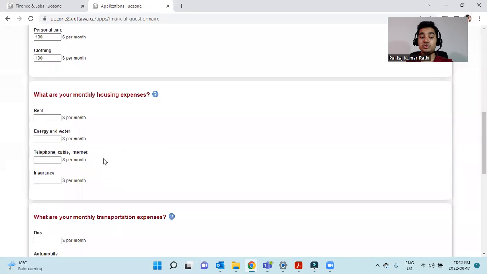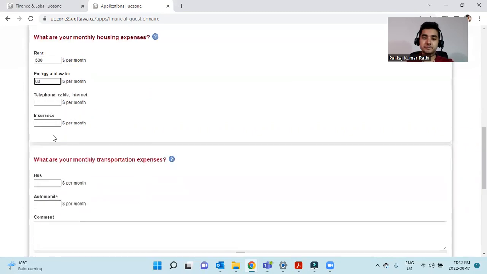What are your monthly housing expenses? That is, how much is your rent? How much is your energy and water, telephone, cable and internet, and insurance? It depends on how much your rent is. For example, if your rent is $500, and your water would be $40 and energy $40, the total would be $80 per month.